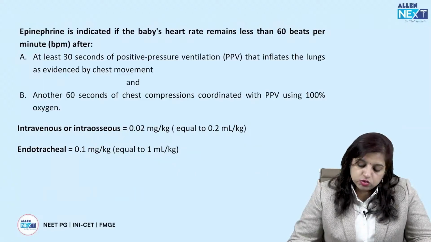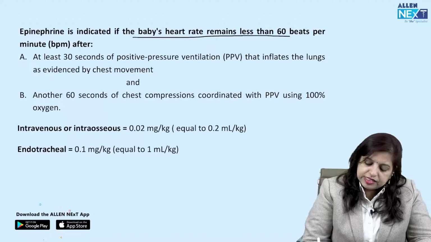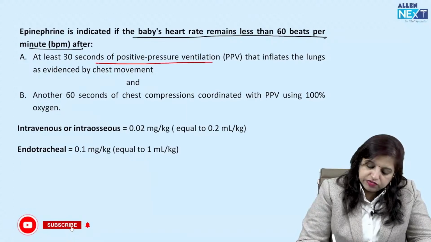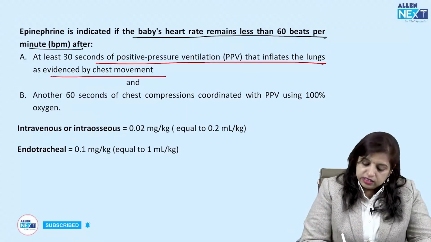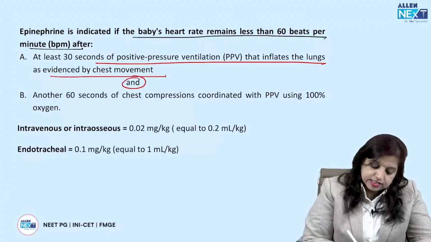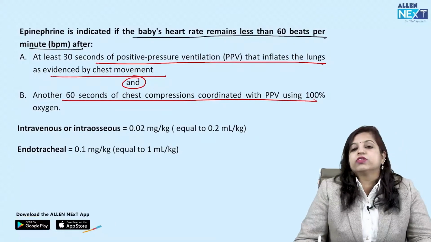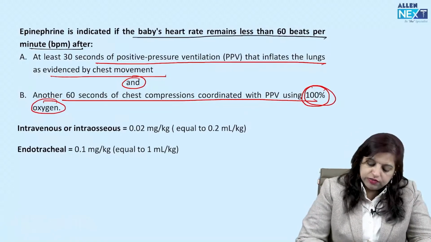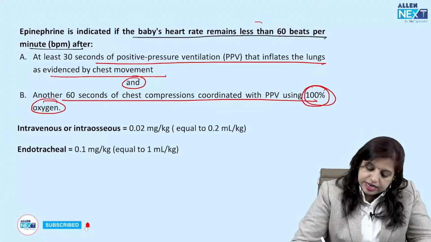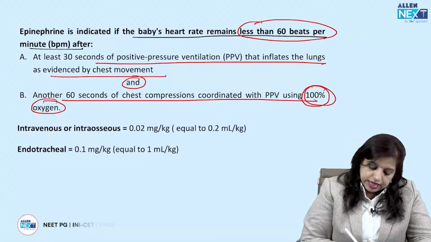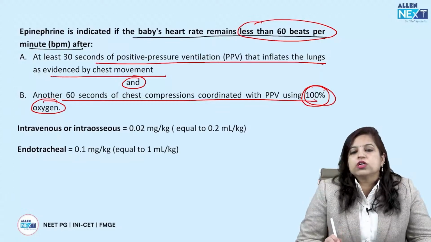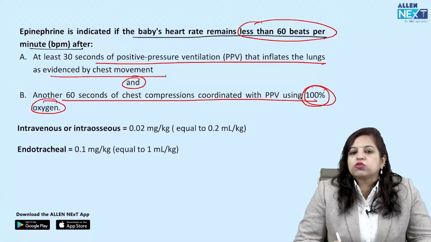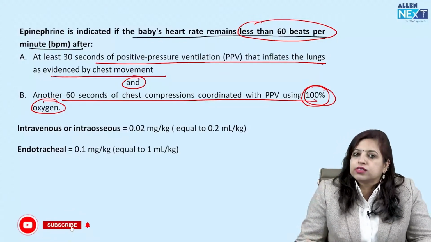Then epinephrine, when do you give? If the baby's heart rate remains less than 60 beats per minute, even after 30 seconds of positive pressure ventilation that inflates the lungs, right? That means the chest movement is there and there is 60 seconds of chest compression coordinated with PPV using 100%. That's what I was telling you. Using 100% oxygen, even despite all this, if the heart rate is less than 50-60 beats per minute, then you go for epinephrine. The only dose which you have to remember for the pediatrics portion is the dose of epinephrine used in neonatal resuscitation.